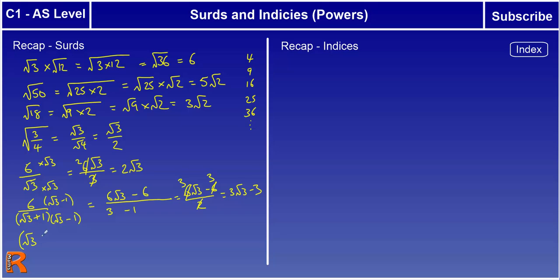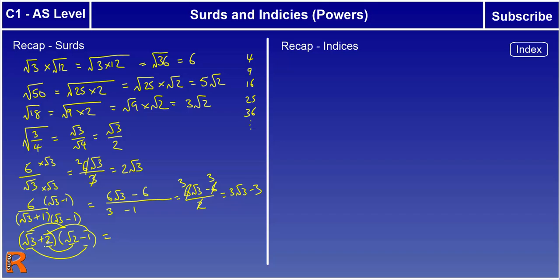So for example, if I had root 3 plus 2 times by root 2 minus 1, we need to be able to multiply that out. And it's just the same as a single bracket. We can do the FOIL method, where we do the first and then the outer, and then we do the inner, and then the last two. Sometimes we call this a smiley face method because it looks a bit like a smiley face. Or you can use a grid method if that's what you use.